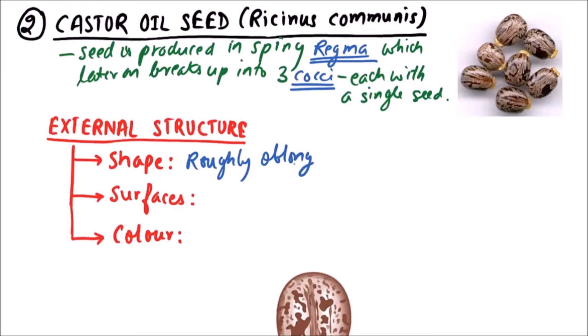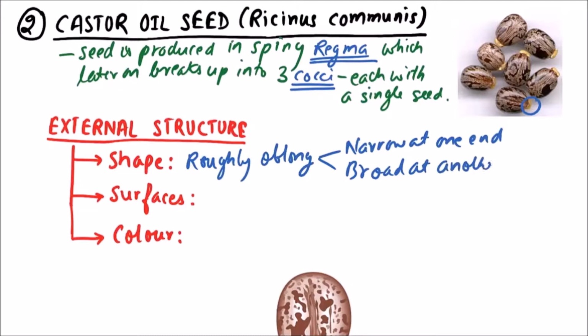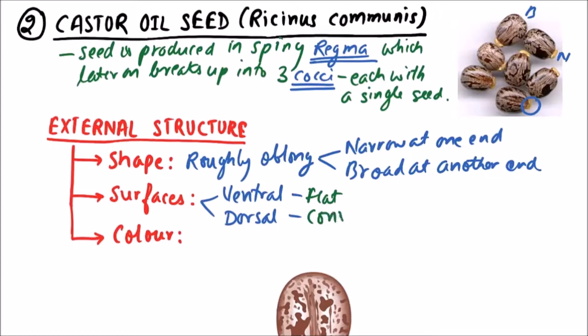Now the external structure of castor oil seed: the shape is roughly oblong. It is narrow at one end, while it is broad at another end. So this is the broader end, this is the narrow end. Now surfaces, there are two surfaces. One is ventral, another one is dorsal. The ventral surface is flat, while the dorsal surface is somewhat convex.